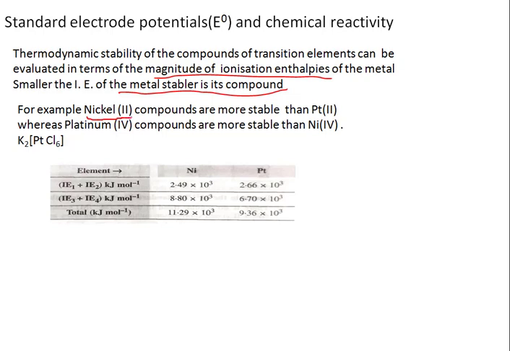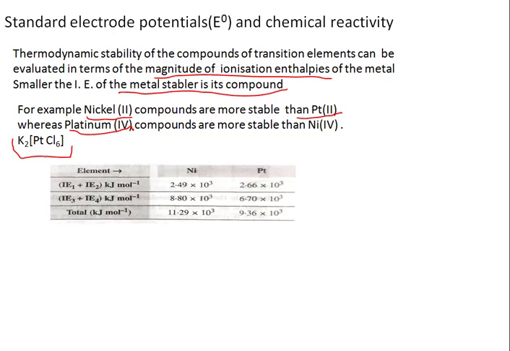For example, this is again important. Nickel 2. Nickel 2 means nickel is in +2 oxidation state. So nickel 2 compounds are more stable than platinum 2. They both belong to the same group. Whereas platinum 4 compounds are more stable than nickel 4 compounds. And sometimes the question is asked as per this compound.